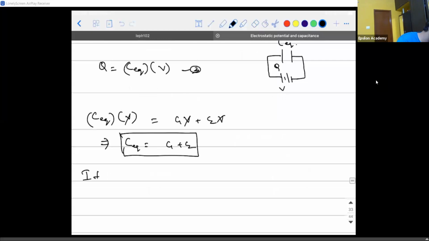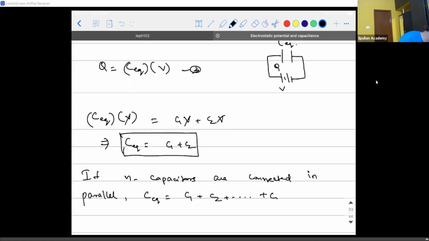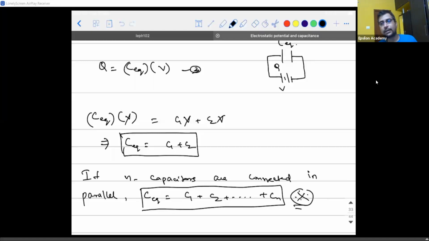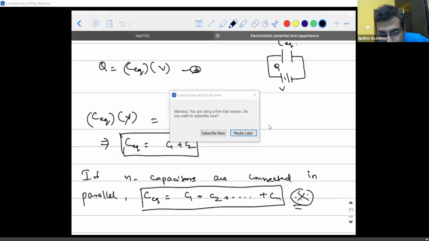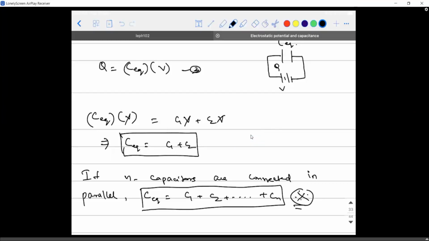If N capacitors are connected in parallel, what will happen? Then C equivalent in parallel connection will be C1 plus C2 plus so on till Cn. So this is an important point you need to make a note of. Clear, guys? Yes, sir. Okay, write it down.